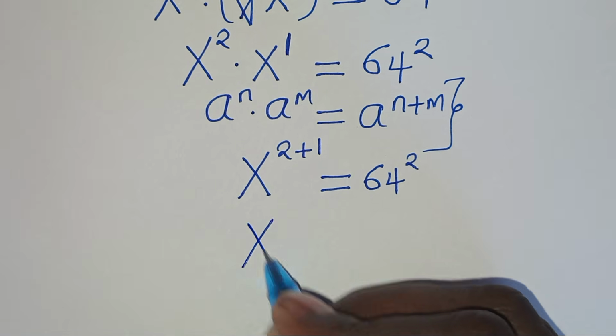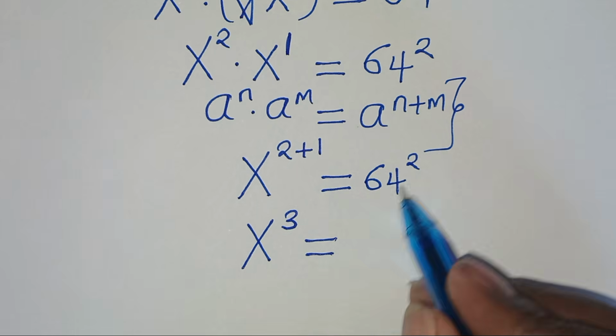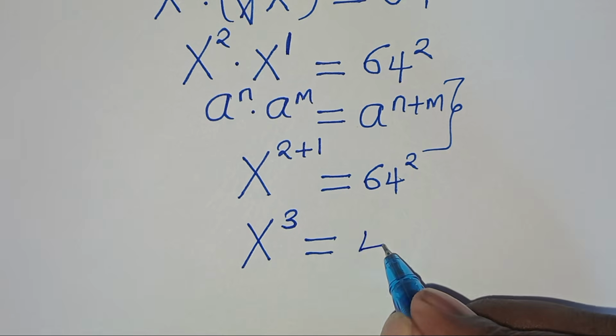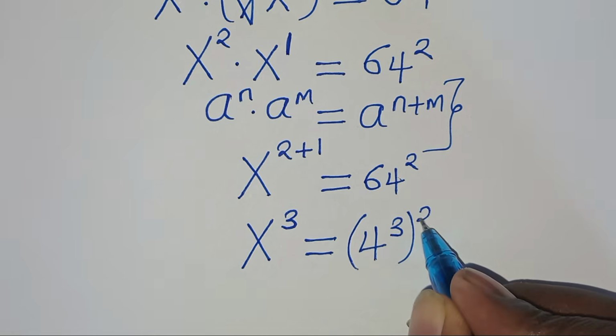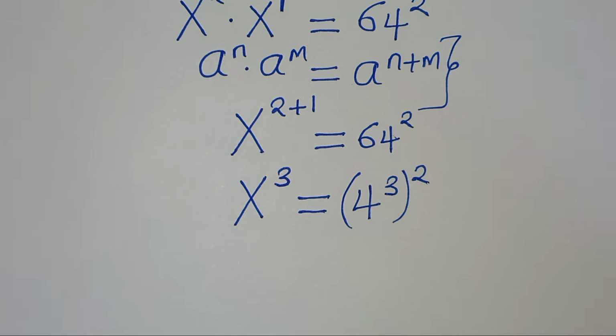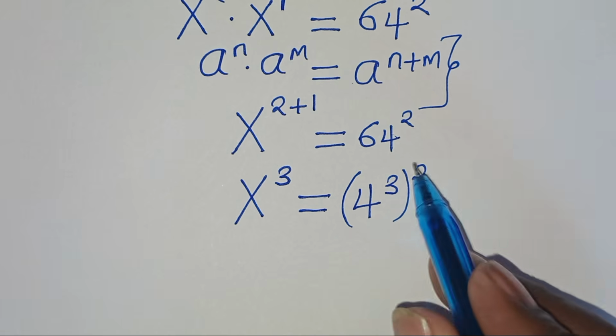So we have x to the power of 2 plus 1, which is 3. This is equal to 64. We can express 64 as 4 to the power of 3, then raised to the power of 2. Now we have 4 to the power of 3 raised to the power of 2.